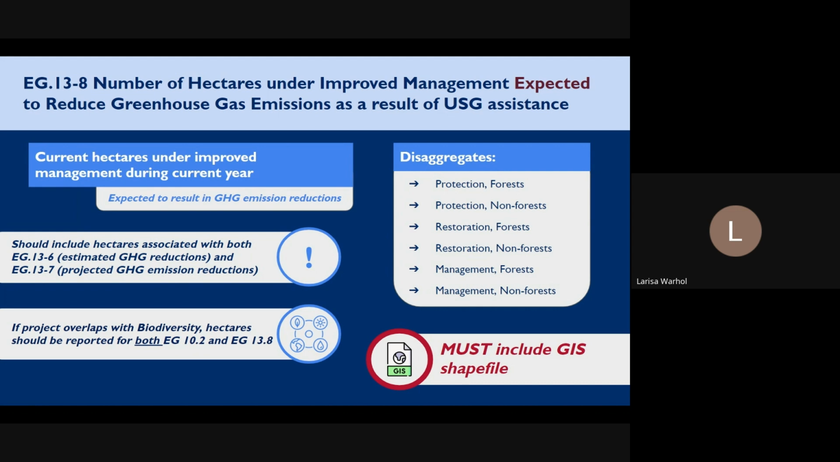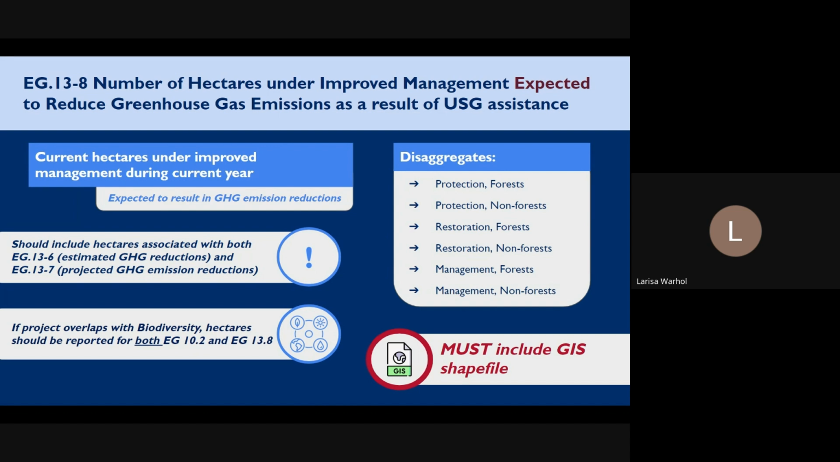Another thing to note is that if a project happens to overlap with biodiversity, biodiversity has its own hectares indicator, and that's EG 10.2.2. And you can be reporting the same hectares for 10.2.2 as long as it's applicable to 13.8. It's not considered double counting. It's two different funding streams. And so if it's applicable to both EG 10.2.2 and 13.8, please report to both.